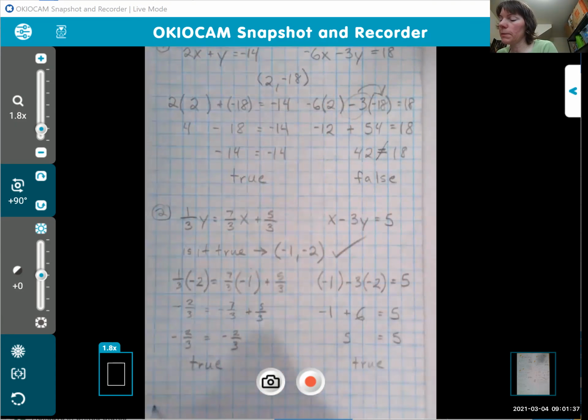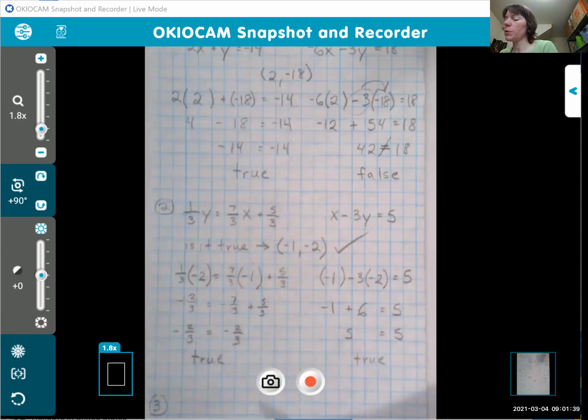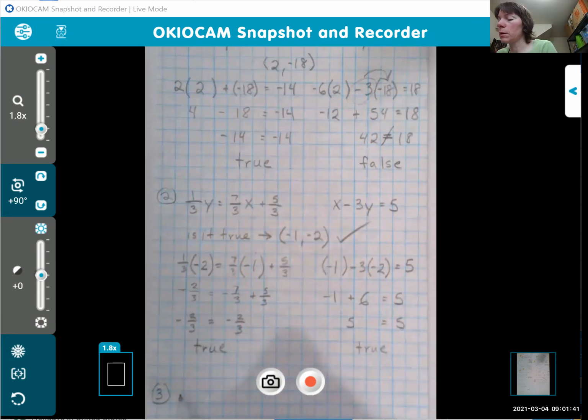So let's go for number 3. And for number 3, our two equations are going to be y plus 3x equals negative 13. And our other equation is going to be negative 2x plus 5y equals negative 54.